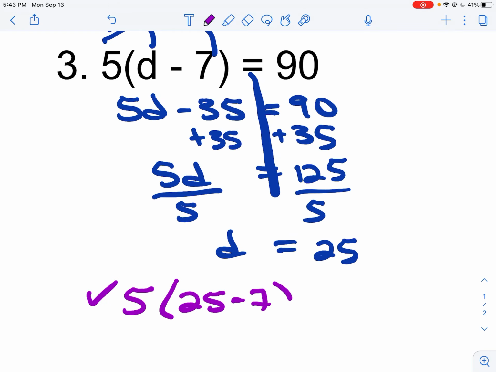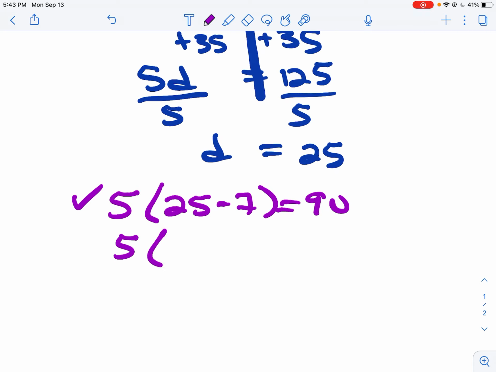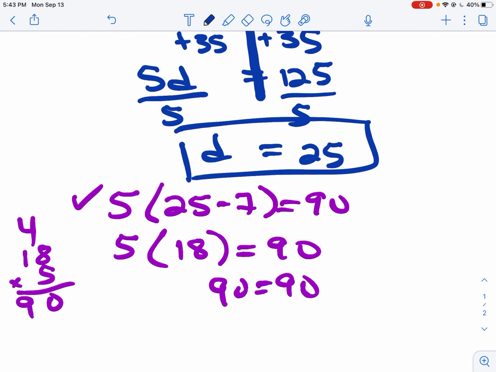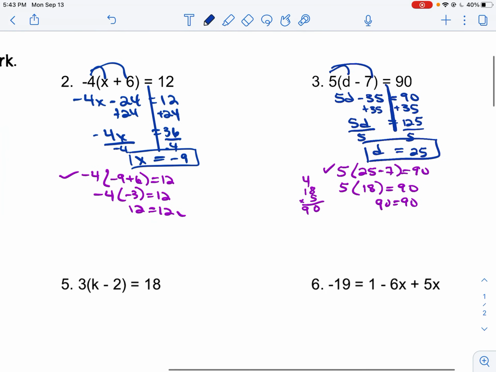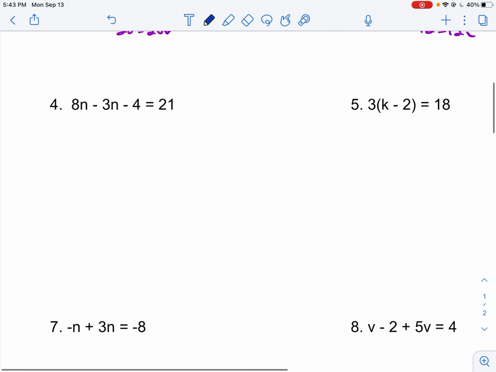So I plug it back in. 5 times 25 minus 7 equals 90. 5, let's see, that would get me 18 is equal to 90. 18 times 5, that's 90, yep, 90 equals 90. So d does equal 25.